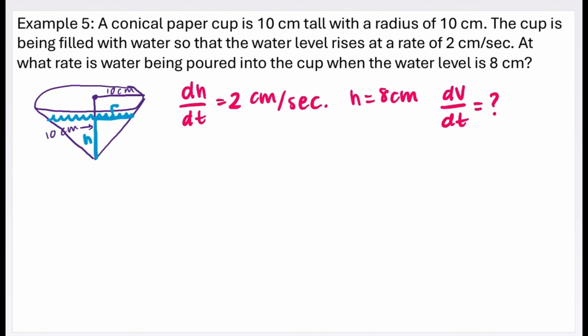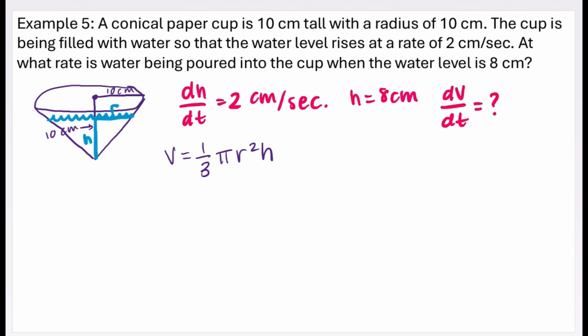So when you're pumping air into a balloon, that's changing the volume. When you're pouring water into a cup, you're changing the volume of the water. So that's why it's dV dt for both of those. Now, when I look at what I have and what I'm trying to find, I'm going to be using the volume of a right circular cone. So volume equals 1/3 pi r squared h.